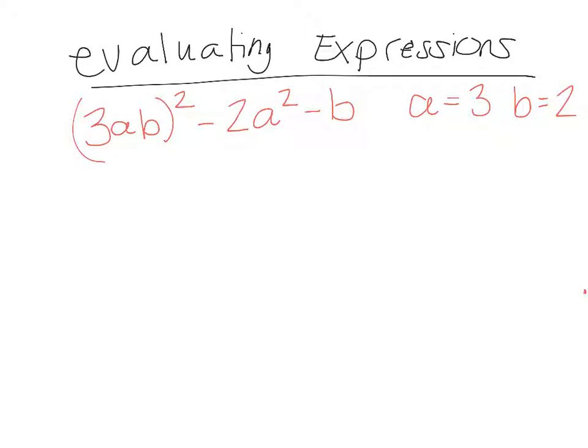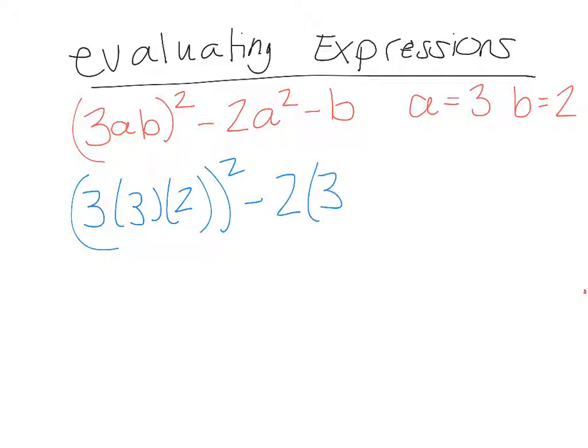Sometimes you're going to be given an expression and what the variables represent. In this case, A represents 3 and B represents 2. What you're trying to find is the final answer. That's what evaluating means: find the answer. The first thing you want to do is rewrite it with A and B as numbers, not variables. So I'm going to write 3, A is 3, and B is 2, and this whole thing is squared, minus 2, A is 3, so that's squared, minus 2.